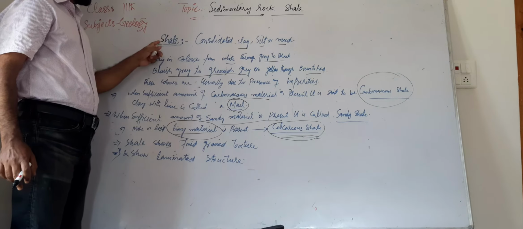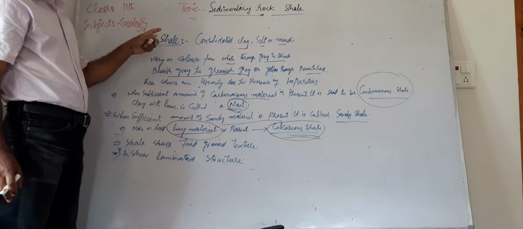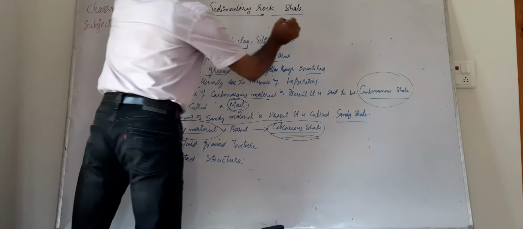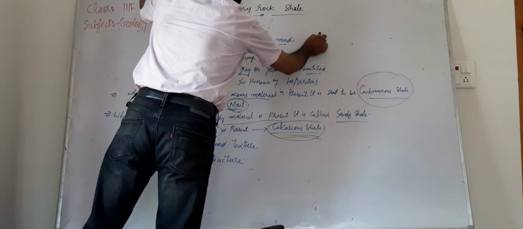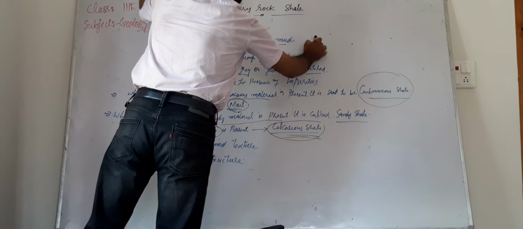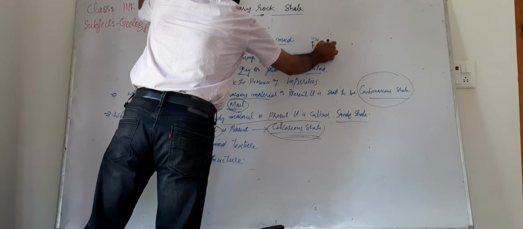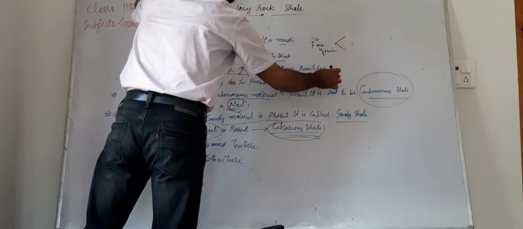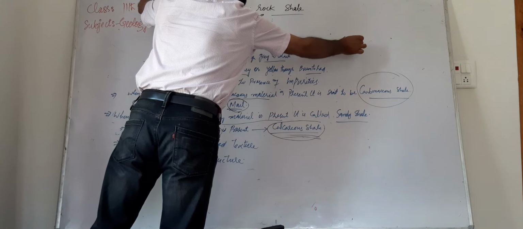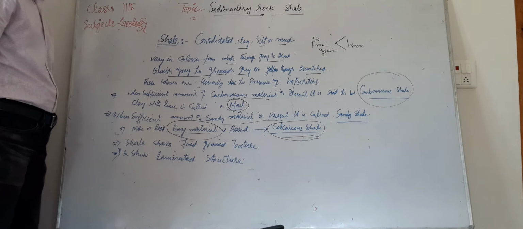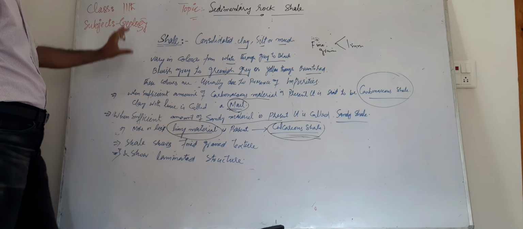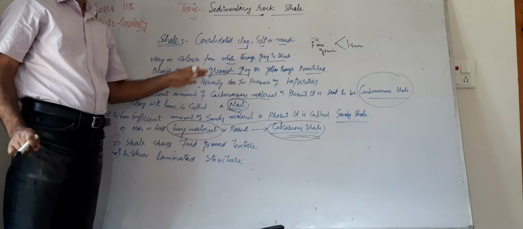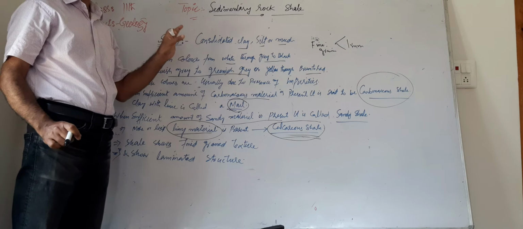Shale is a type of sedimentary rock which shows fine grain texture. It means that there are very fine grains. I have already told you that fine grains are those which are less than 1 millimeter in diameter. Those are known as fine grain material. So this shale has a fine grain texture, which means the grains are very fine.